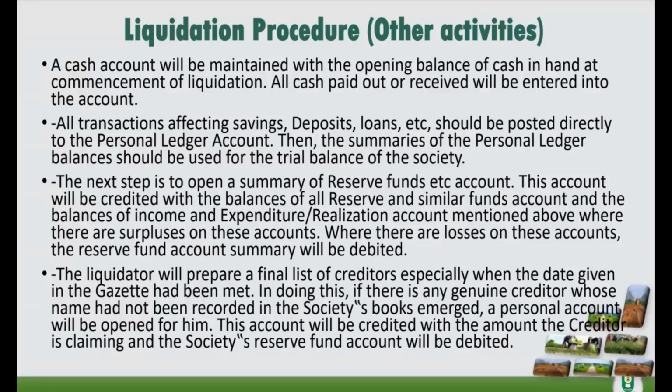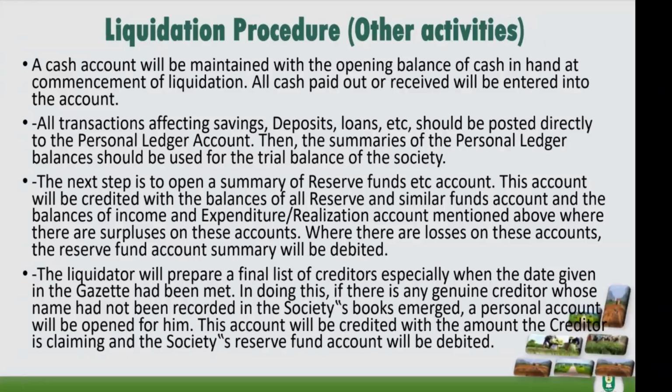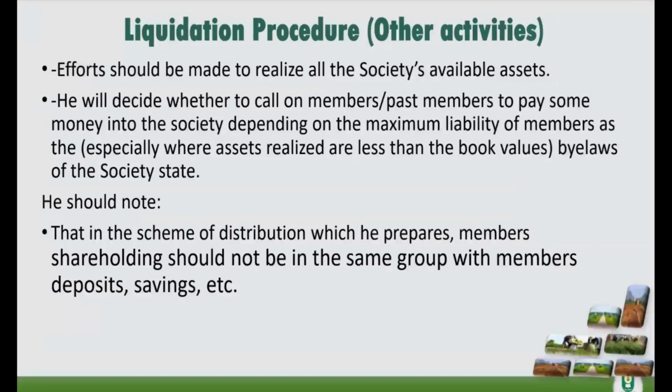The liquidator will prepare a final list of creditors, especially when the date given in the Gazette has been met. In doing this, if there is any genuine creditor whose name had not been recorded in the society's books and has emerged, a personal account will be opened for him. This account will be credited with the amount the creditor is claiming, and the society's reserve fund account will be debited. Now, efforts should be made to realize all the society's available assets.